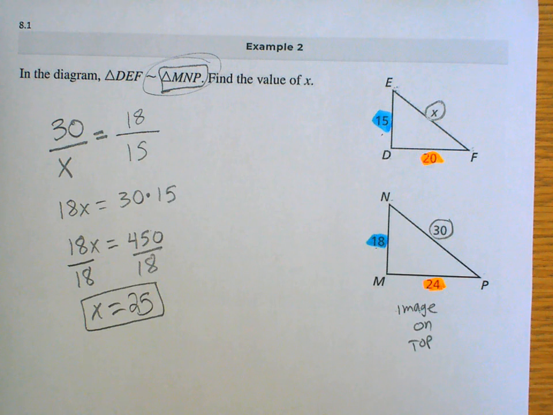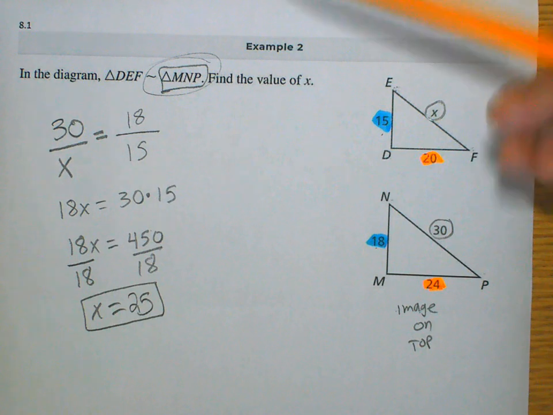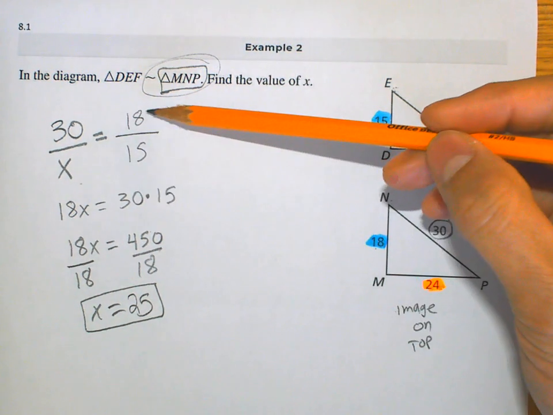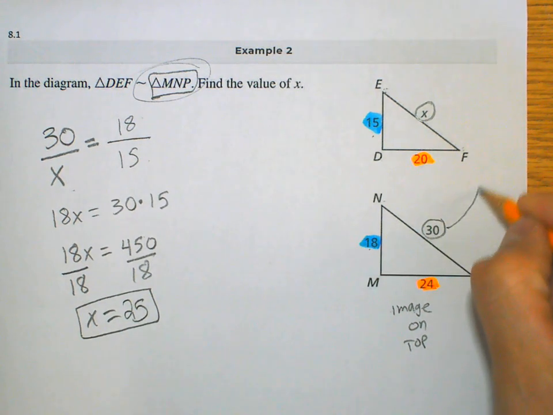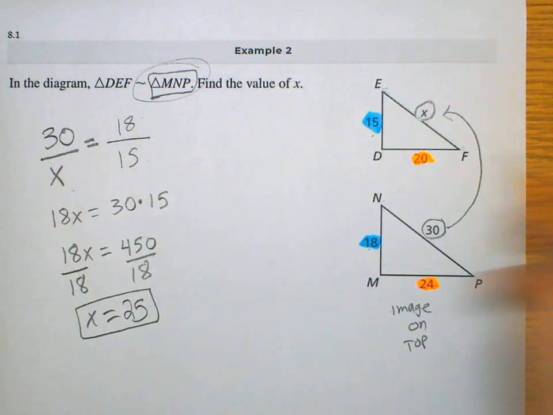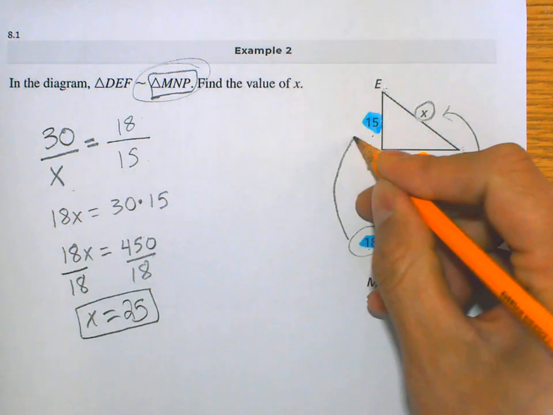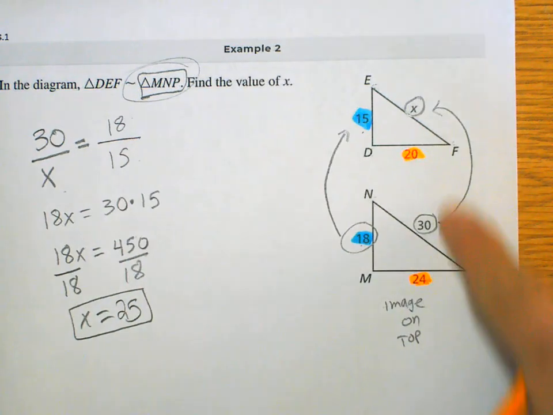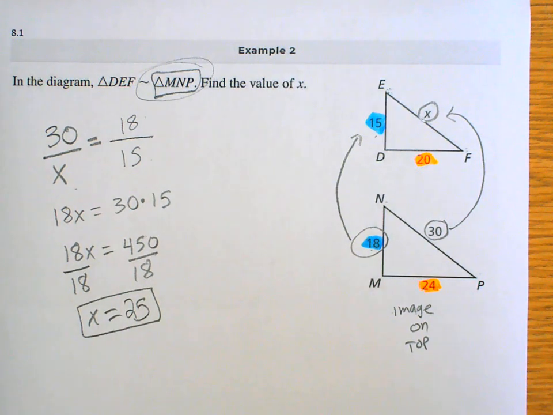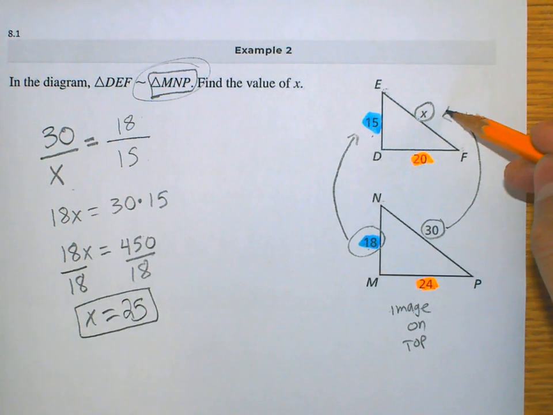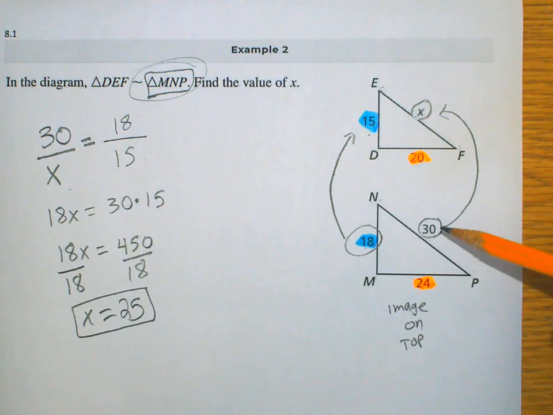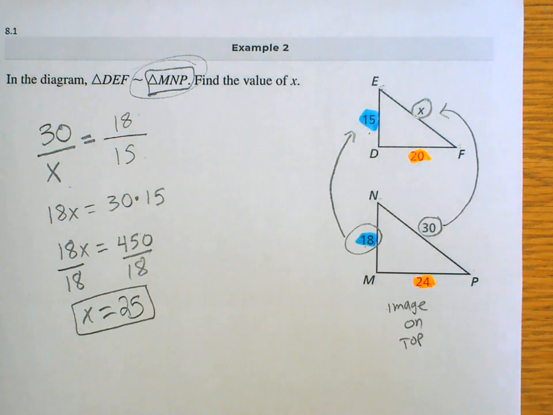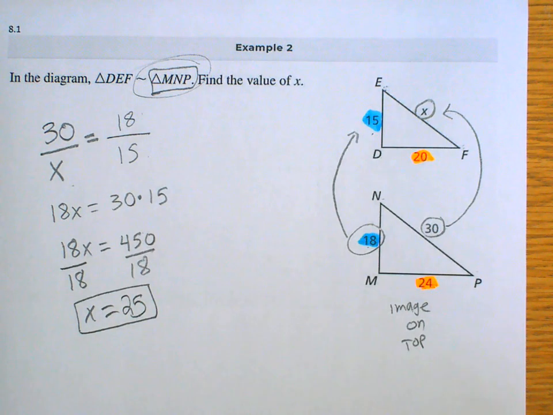One of the things that you have to remember is to make sure you put things in order. The common mistake is that students will do 30 over x and then they'll put 15 over 18. It goes like this. 30 is to x as 18 is to 15, or 24 to 20. You have to do it in that order. A lot of people put 30 is to x and then they do 15 to 18. It's not clockwise or counterclockwise. They have to follow the same direction. So that, ladies and gentlemen, is example number 2.